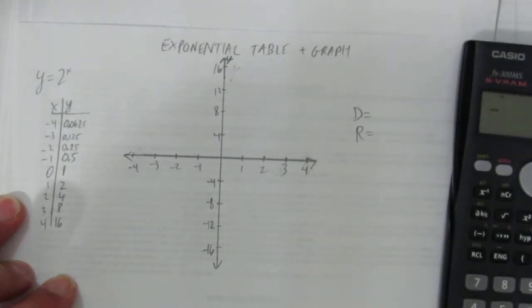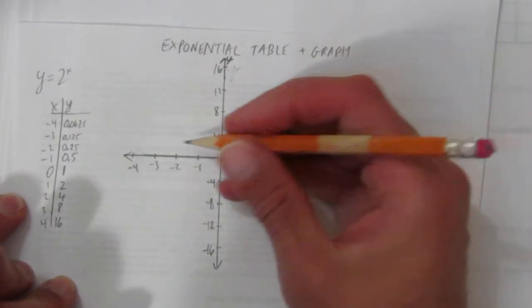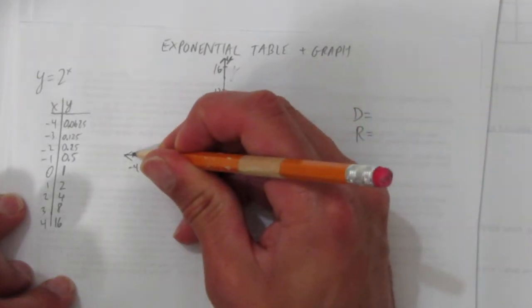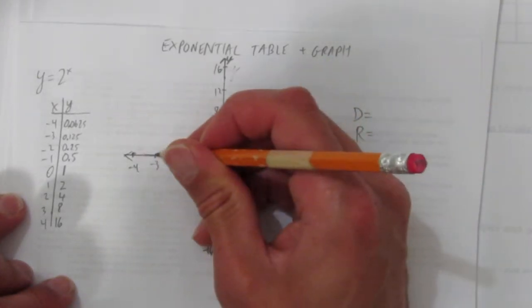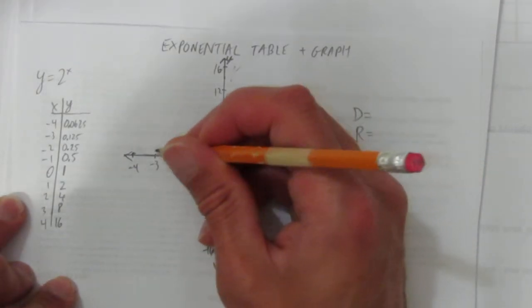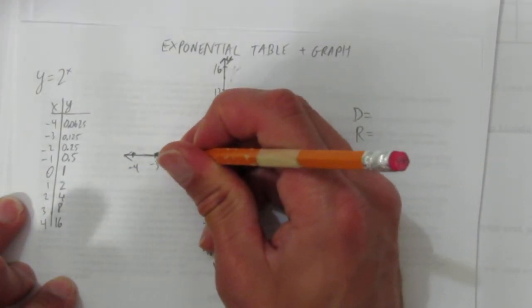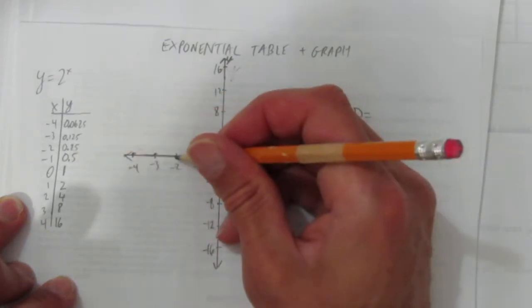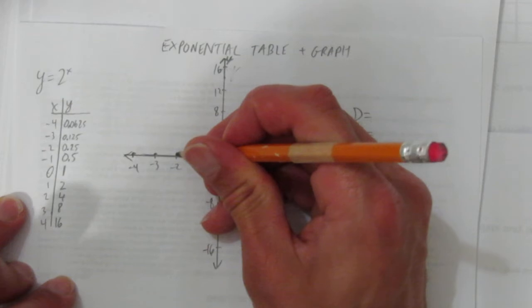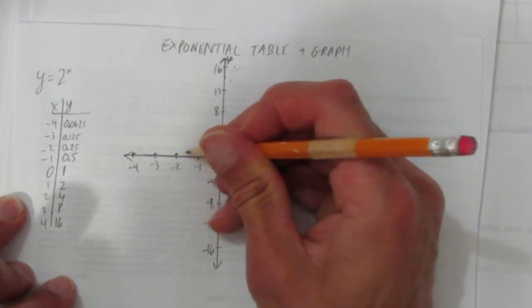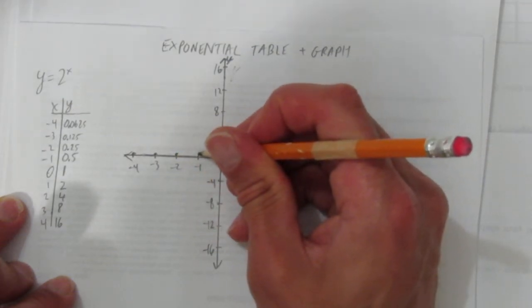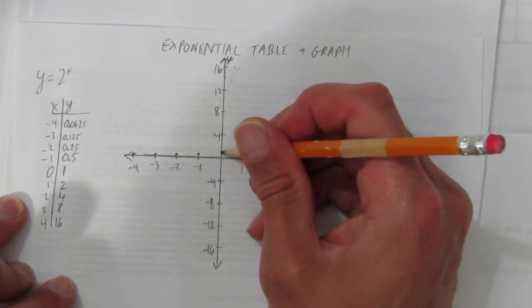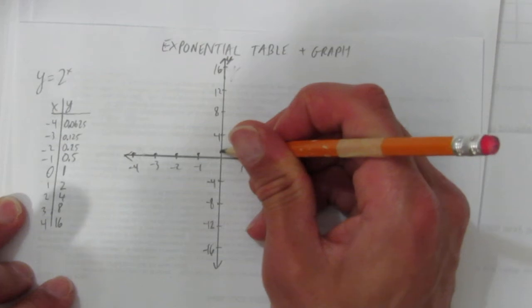But now I've got to make a graph of that. At negative 4, we're super close to the x-axis. Even at negative 3, this is 0.125. So we're basically right on the edge of that x-axis for a while. Here at negative 2, we're at a quarter. It's just going to come off a little bit visibly. And at negative 1, we're at 0.5, a little bit more. And then when we get to 0, we're at 1.